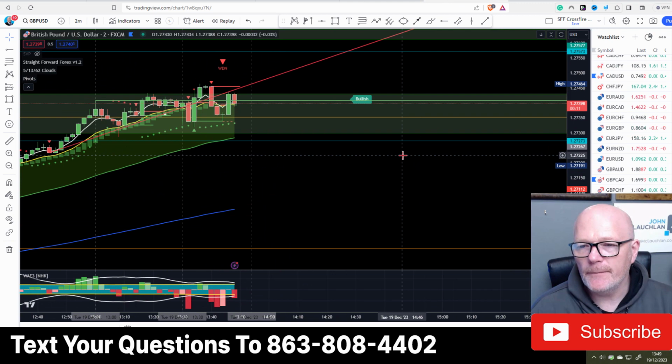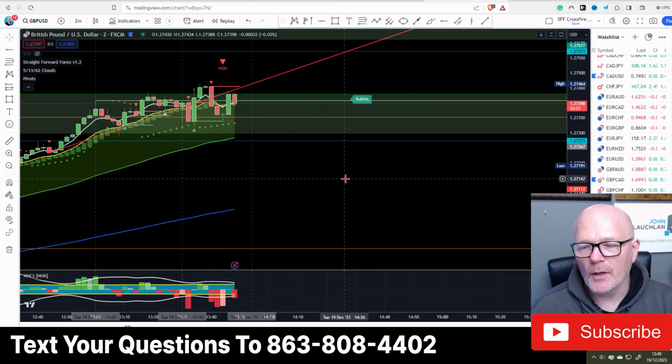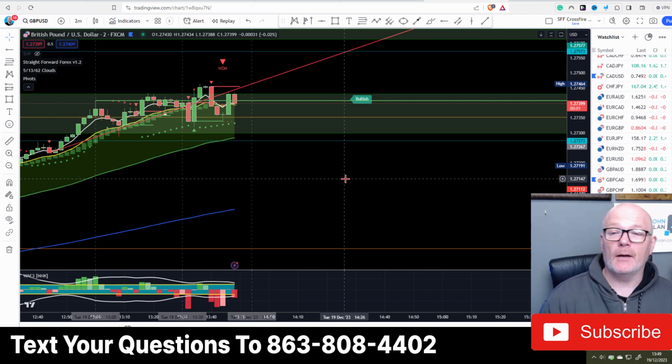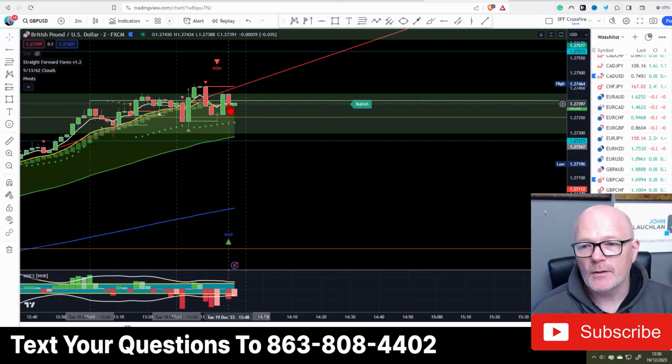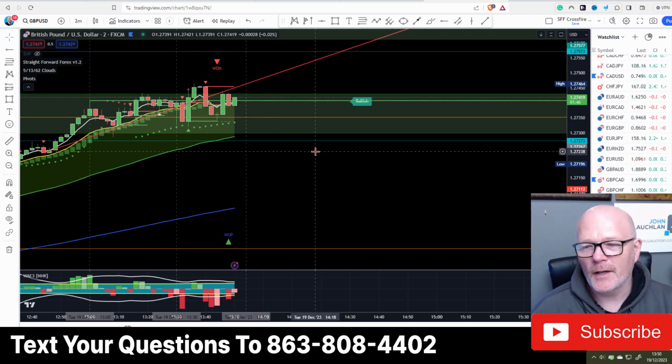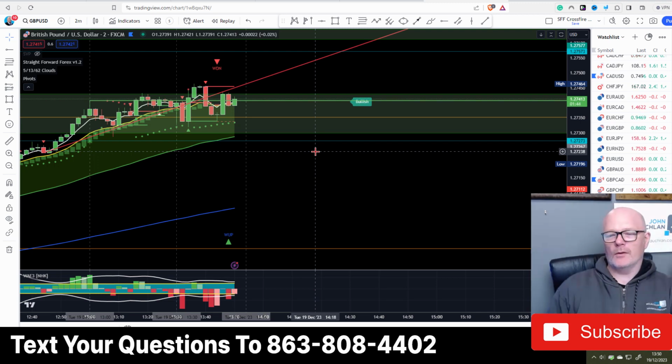GBP USD, nothing. See how it bounced off? It went up to that trend line and bounced off. And as I say, price is going to do one or two things: bounce or break. So what you've got here is price bouncing off the red trend line, bouncing down onto the green trend line, bouncing back up. So you've got to say, okay, what's going to happen?